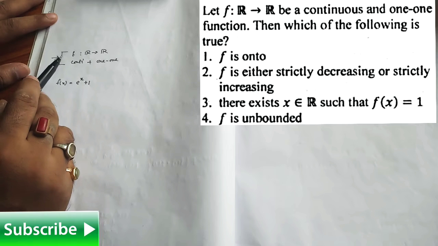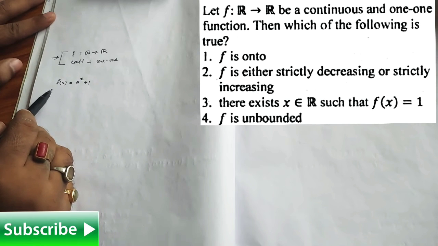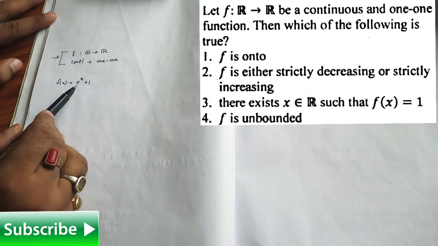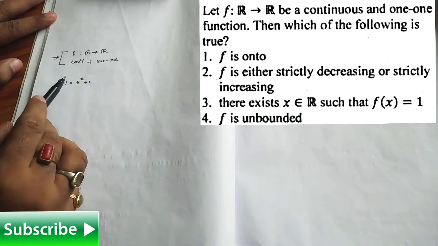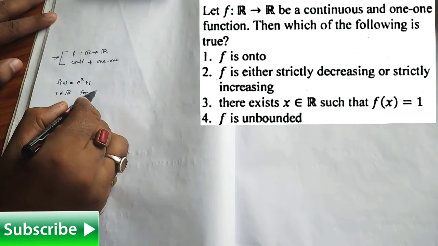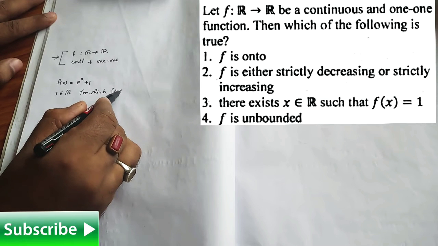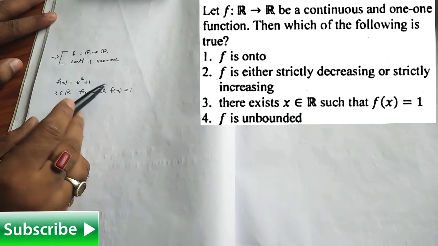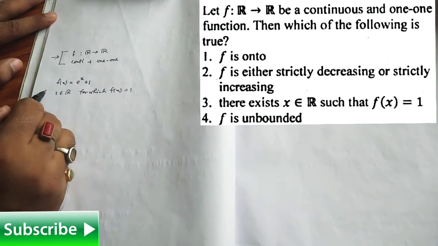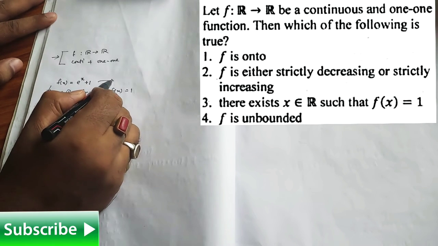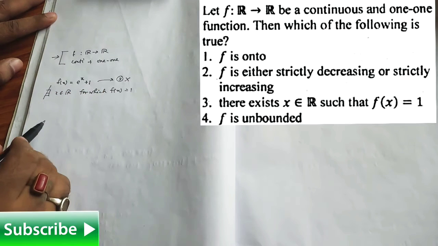For the third option, if we simply take our function f(x) is equal to e to the power x plus 1, look, this function is continuous as well as one-one. But is there any x belongs to R for which f(x) is equal to 1? There will be no such x for which this holds. That means there does not exist any x belongs to R such that f(x) is equal to 1, which says that your third option is false.